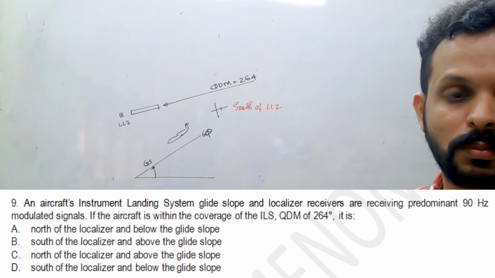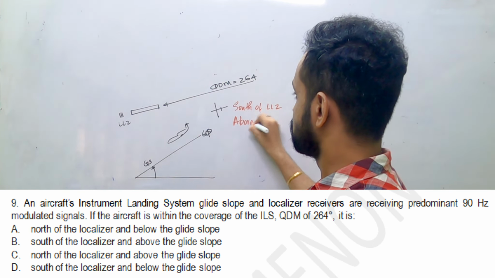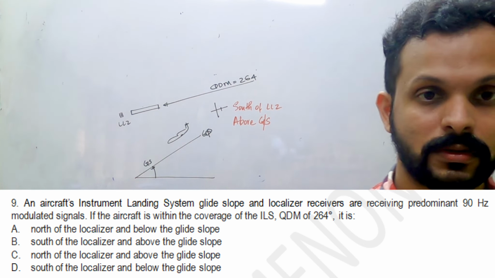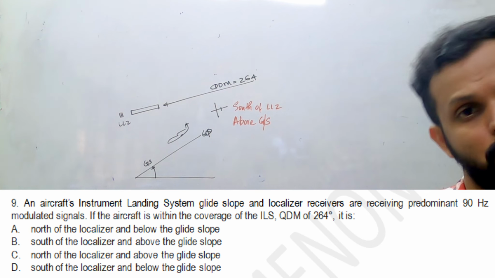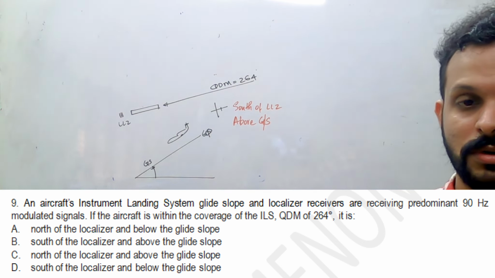What about glide slope? It's above the glide slope. So it is basically south of the localizer and above the glide slope. What is the option? Bravo. Did you understand the question properly?